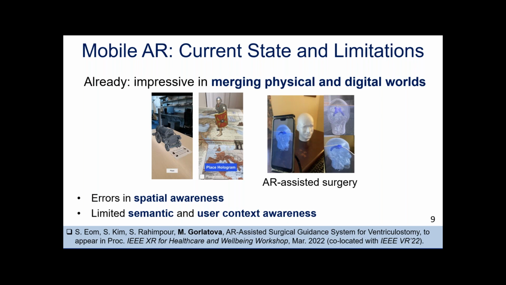But augmented reality has a lot of limitations as well. For instance, unless you are using markers, or unless you're creating highly specialized setups, such as the one that we're creating for our AR-assisted surgery project, augmented reality still isn't perfect in enabling the understanding of the topology of the world around us. So it's making a lot of errors in spatial awareness, and I'll give you some examples in the next couple of slides.